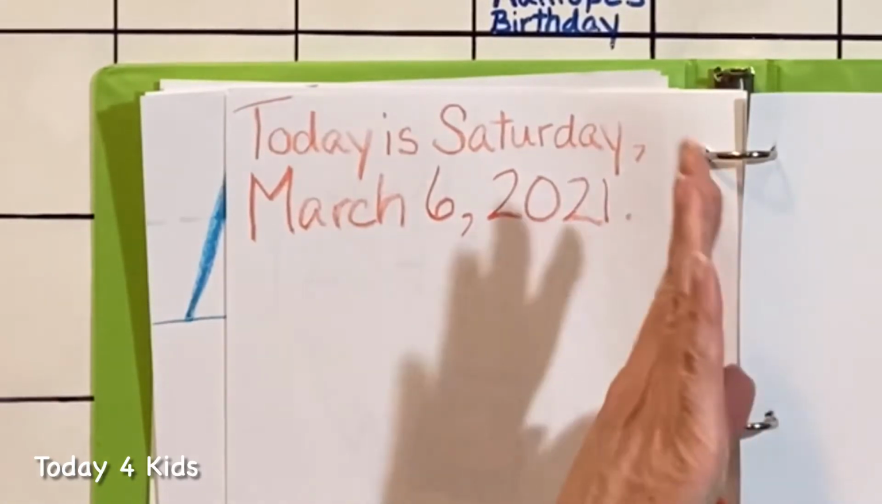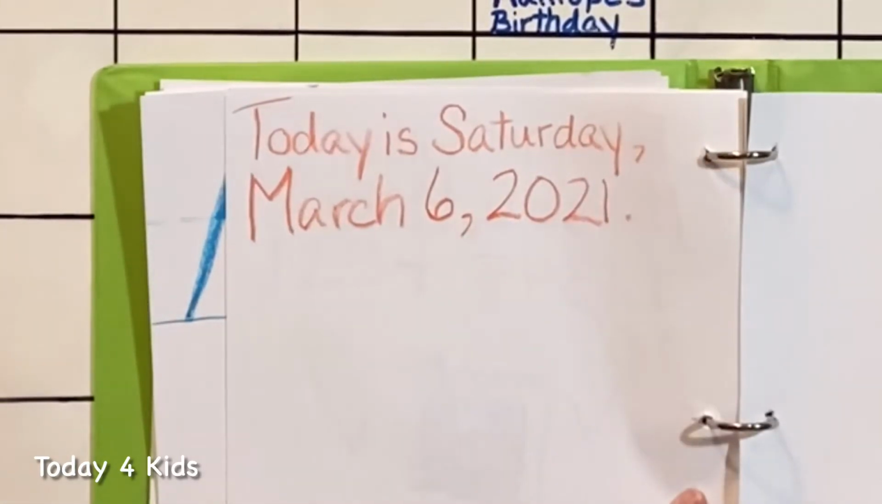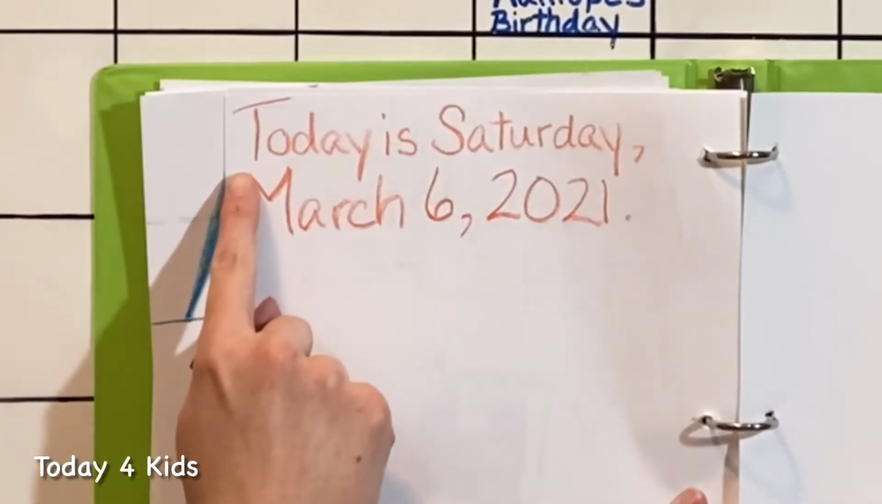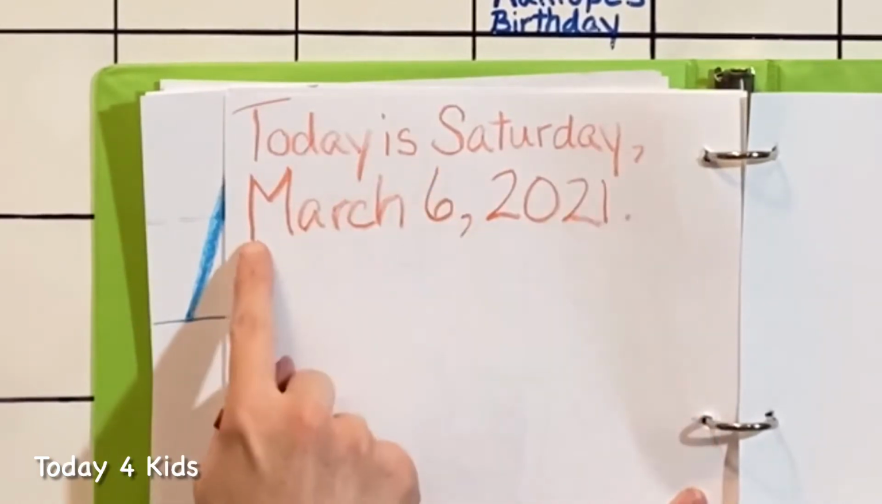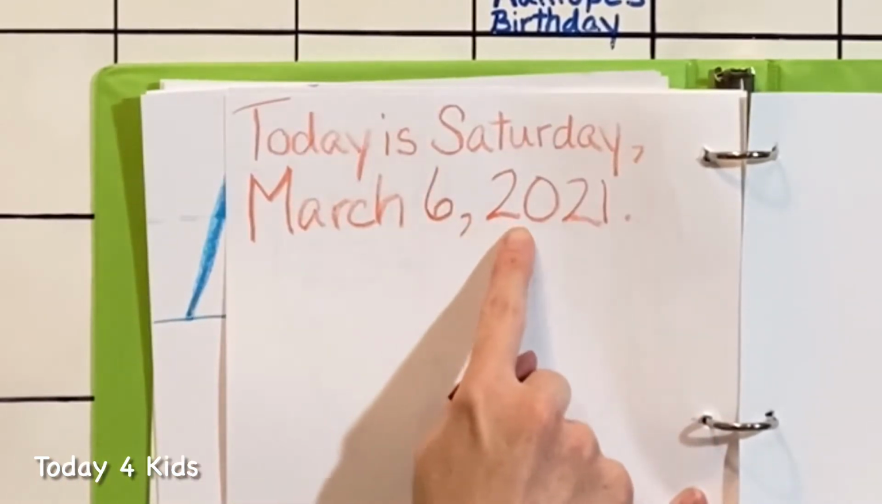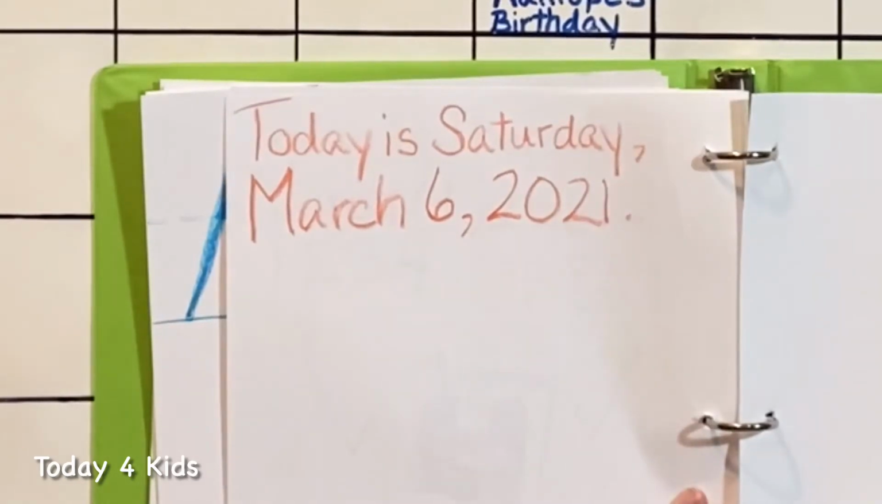And that period reminds us to stop. We're not going to say any more after our sentence. Will you say the whole sentence with me? It's okay if you don't know yet. We'll practice together. Today is Saturday, March 6th, 2021. Thank you for saying that with me. It makes it much more fun when we do it together.